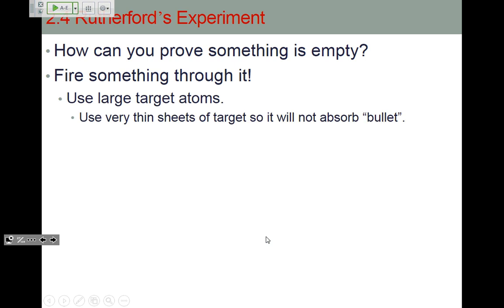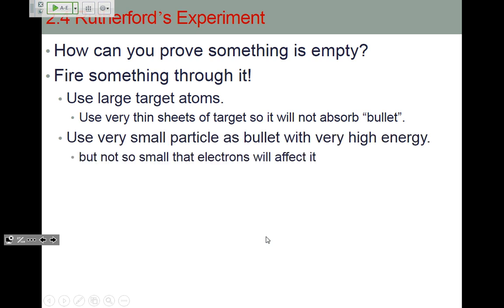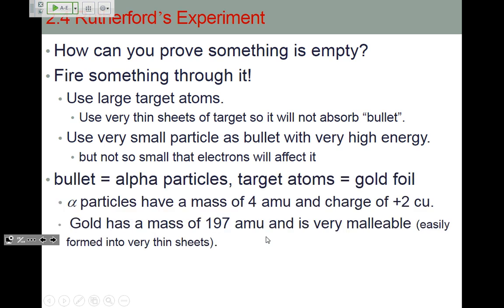So we need large target atoms in a very thin sheet, so it won't absorb the bullet, and then we'll use very small particles as a bullet with very high energy, so we're going to use some of those radioactive particles. But not so small that electrons will affect it, because we wanted to see if there's anything else in the atom besides the electrons. So we don't want the electrons affecting it. The bullet in this experiment is going to be alpha particles, and our target atom is going to be gold foil.